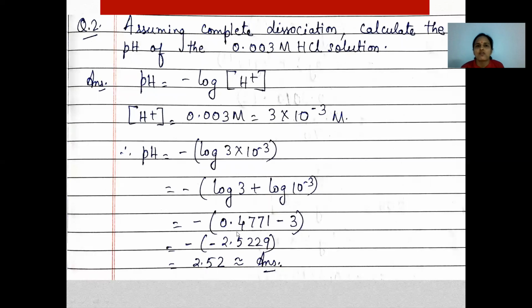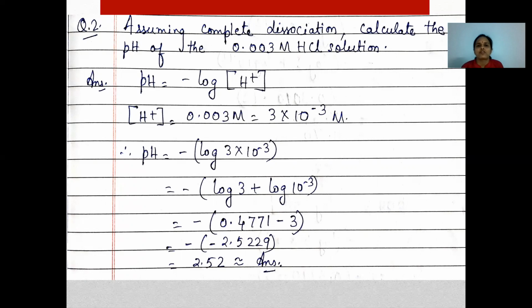Calculate the pH of the 0.003 molar HCl solution. Again, you'll put it in this formula. pH is equal to minus log of H plus ion concentration. And here H plus ion concentration is given as 0.003 molar. So you convert this first to scientific notation. It comes out to be 3 into 10 raised to minus 3. You can see 1, 2, 3 places right I have shifted. So that's why here it comes out to be 10 raised to minus 3. So H plus ion concentration given is 3 into 10 raised to minus 3 molar.